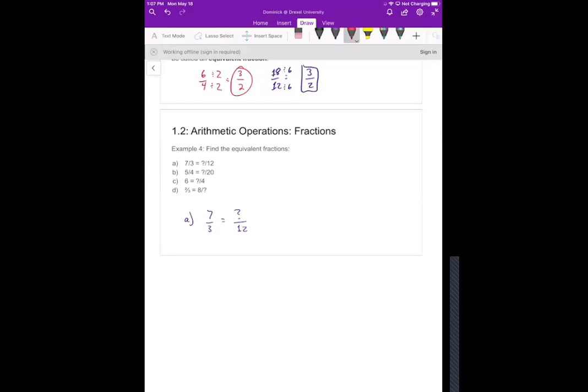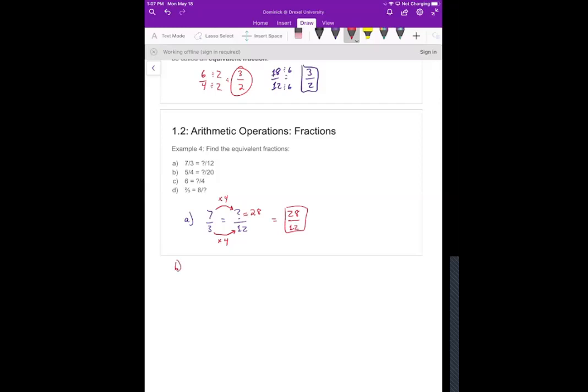So the idea is that to go from 3 to 12, you either have to multiply or divide by something. In this case, you have to multiply. What do you have to multiply by? Well, of course, you have to multiply by 4. So if I do that, I better do the same thing in the top. And if I do 7 times 4, I'm going to get that this question mark really should be 28. Right? So 7 over 3 is really equal to 28 over 12. And of course, if you divide by 4, if you undo that multiplication by 4, you do get what you started with. So that's an indication that they're equivalent fractions.